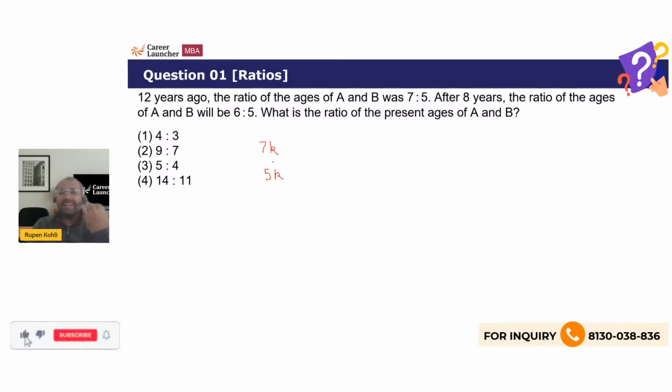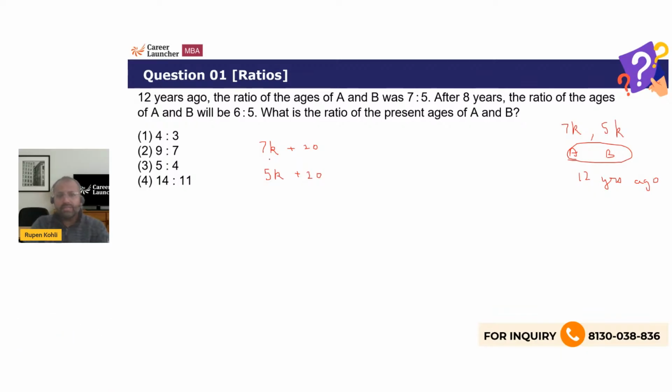So what will be the age 8 years after? We are going through a span of 12 plus 8, negative 12 to positive 8, so you're adding 20 years to their ages. So can I say 7k plus 20 and 5k plus 20? Remember, my variables 7k and 5k are the ages of A and B, not today, but 12 years ago. Don't forget that. Always be very clear about how you're defining your variables. So this ratio of A to B 8 years after will be 6:5. That's the equation to relate over here.